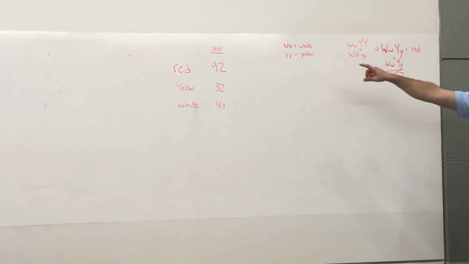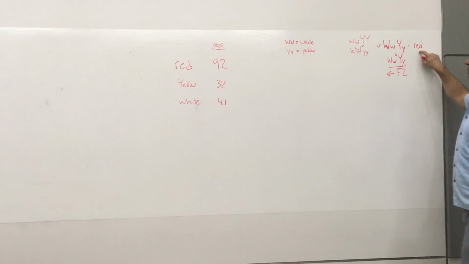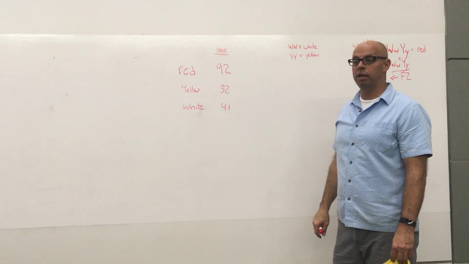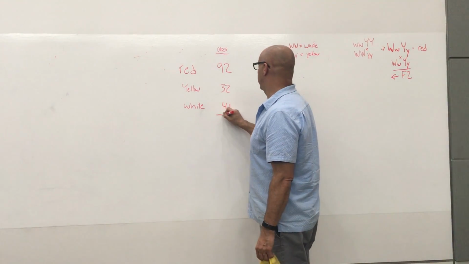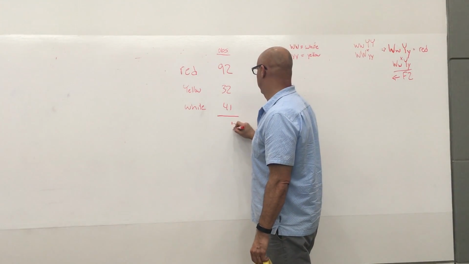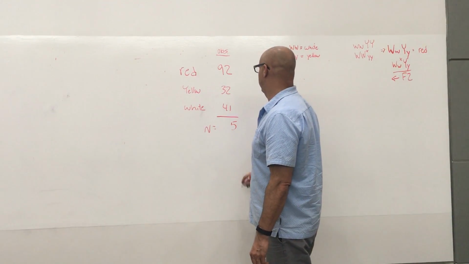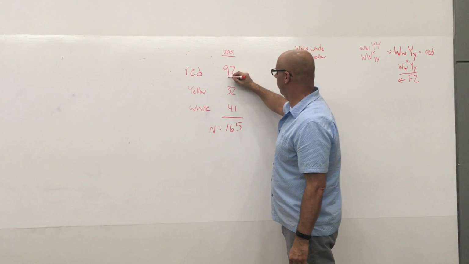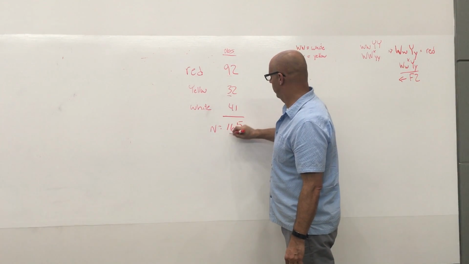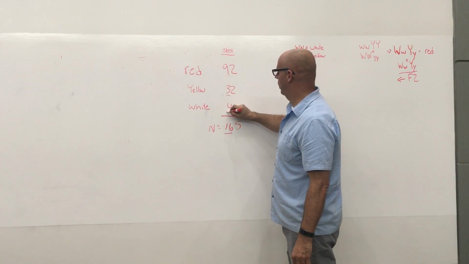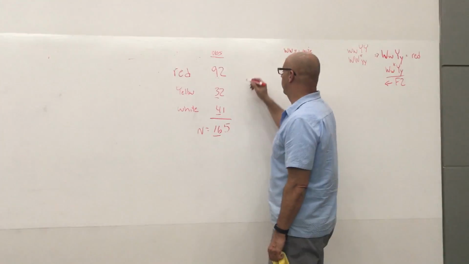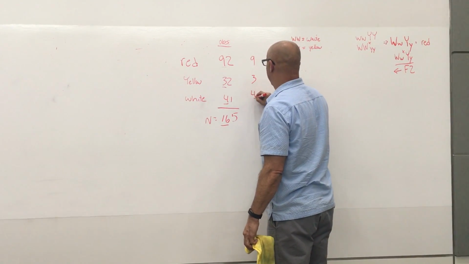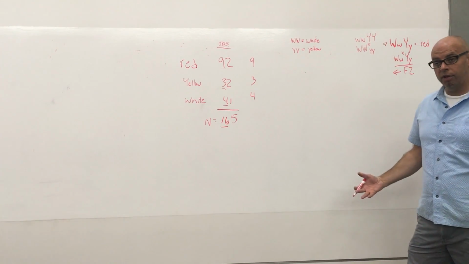Okay, so here are your F2s. You see that the dominant is red. You look at this genotype, you get 92 individuals. So you add all of these together, what is it? n equals 165. If you just kind of squint at it, what sort of ratio do you see emerging? Here's your 16, here's your 9, 3, and 4. So a hypothesized ratio would be 9, 3, 4. This is a combination that gives us the 16.